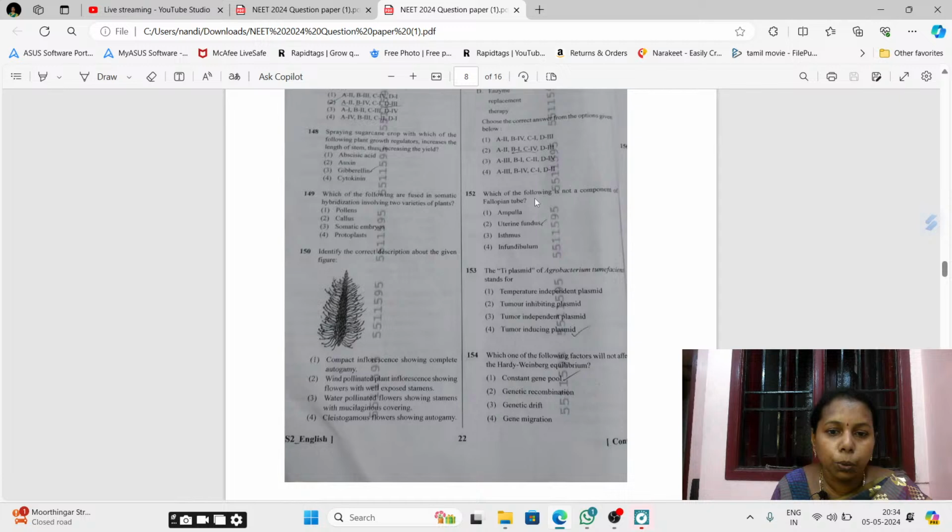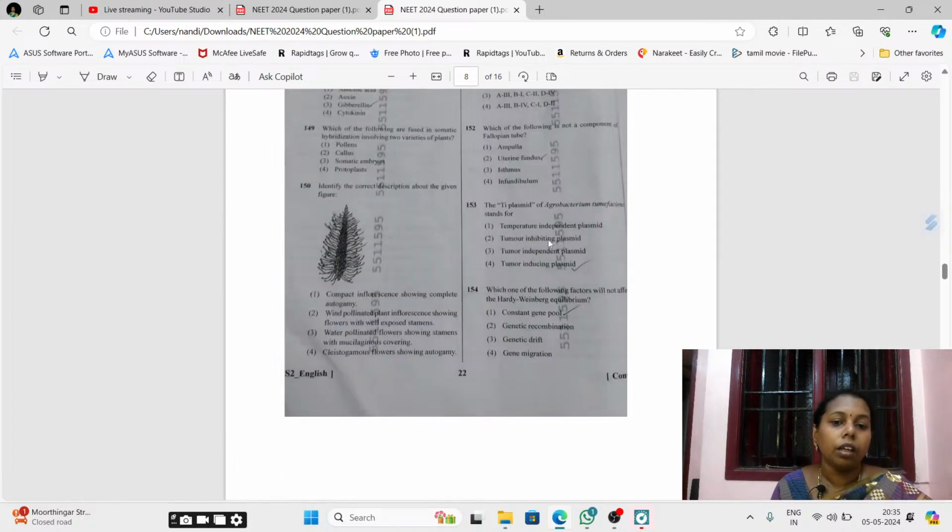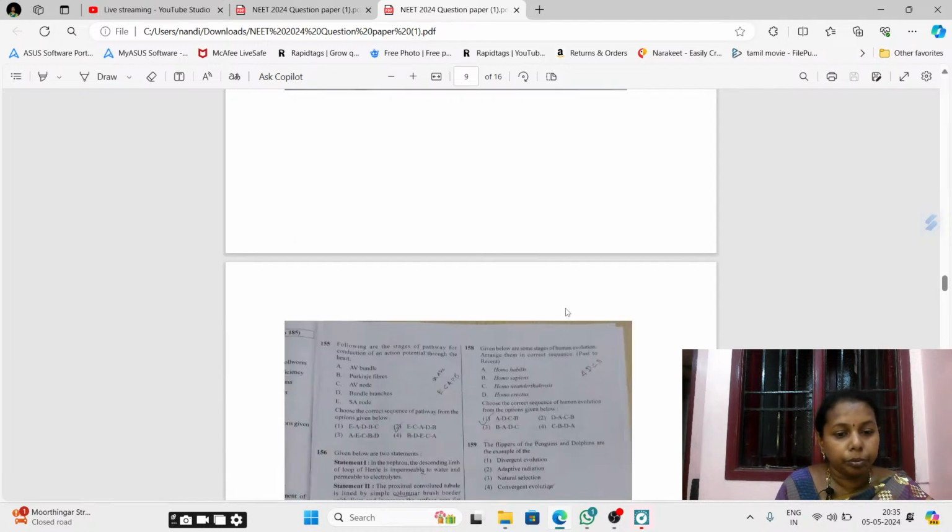152. Which one of the following is not a component of fallopian tube? Human reproduction, uterine fundus. Option B. The Ti plasmid indicates what? Tumor-inducing plasmid. Option 4. Which one of the following factors will not affect the Hardy-Weinberg equilibrium? Constant gene pool does not affect the Hardy-Weinberg equilibrium.